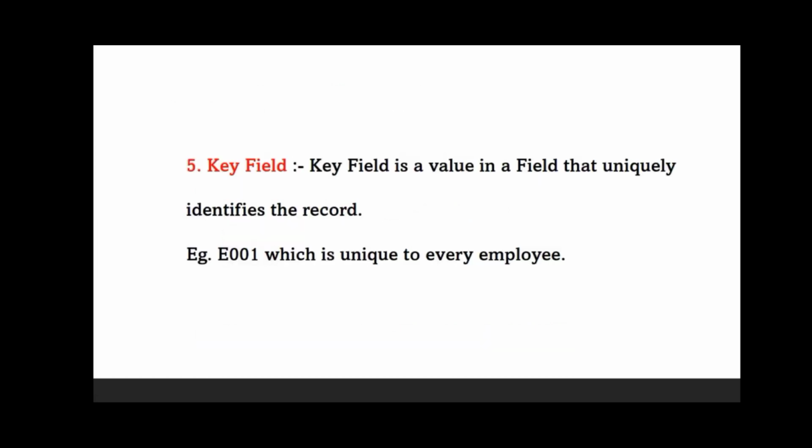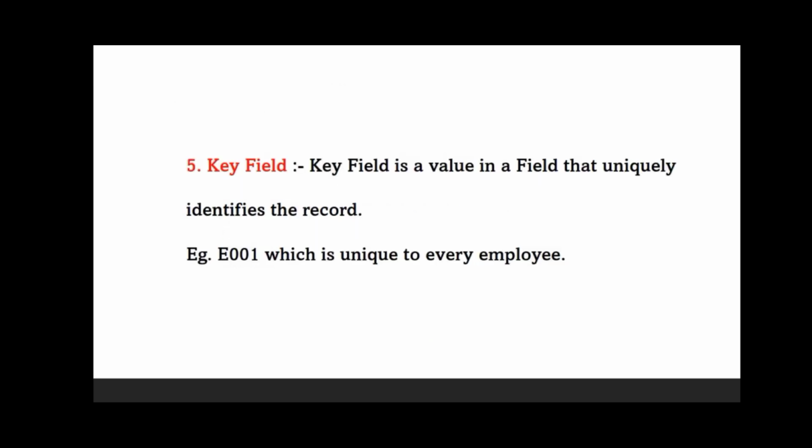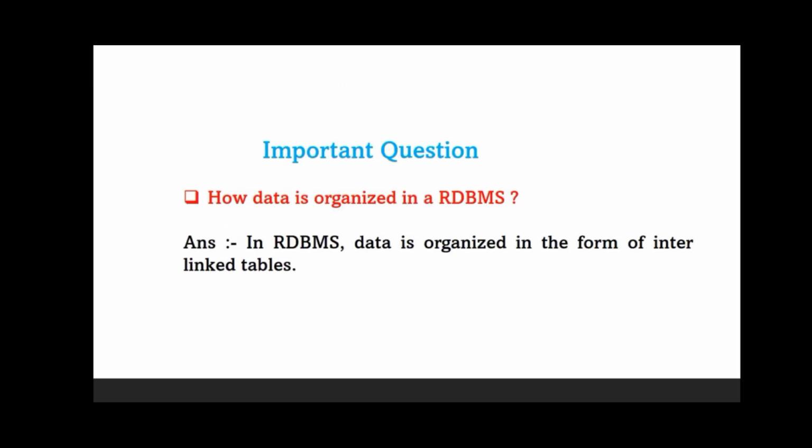Next, key field. A key field is a value in a field that uniquely identifies the record. For example, here E001 represents the code of one employee. Clear? The record is the complete set, isn't it? And value is the single data. If we give the value E001, we can get the complete detail of that employee. So that is a key field.